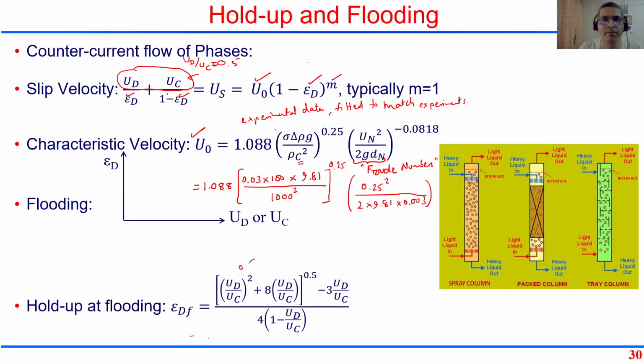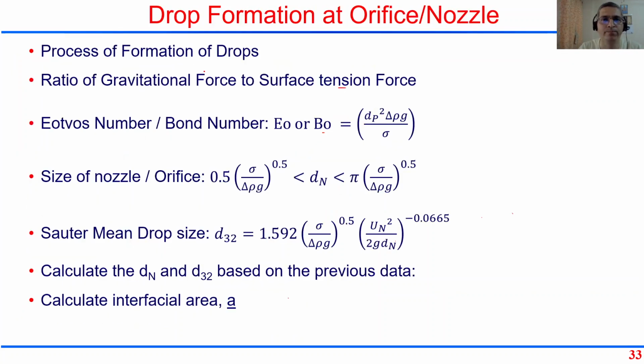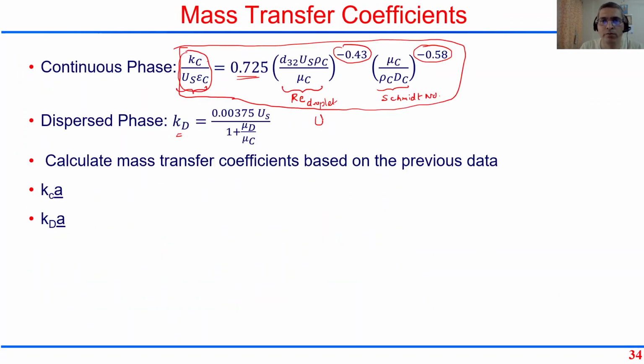Remember what Us is. Us is U0 multiplied by (1 minus epsilon d) raised to the power m. m is usually 1. So Us is equal to U0 into (1 minus epsilon d), right? So take all these values now, whatever you have calculated so far for U0, epsilon d, D32, all the physical properties, okay, and calculate the values of Kc and Kd. And once you calculate Kc and Kd, interfacial area already we know. We can calculate Kca and we can calculate Kda.